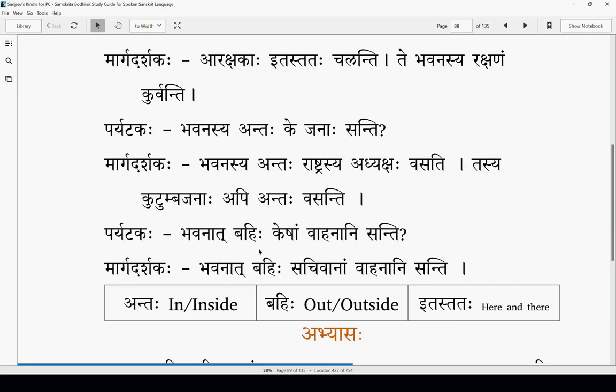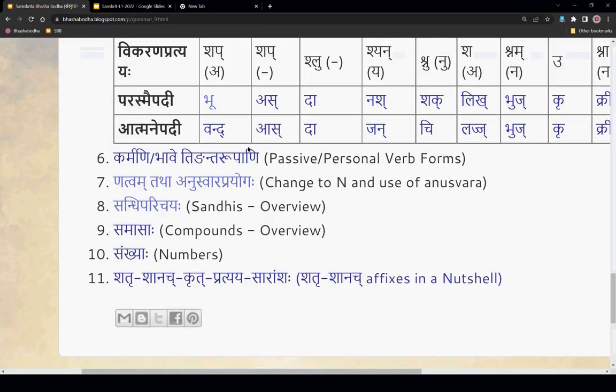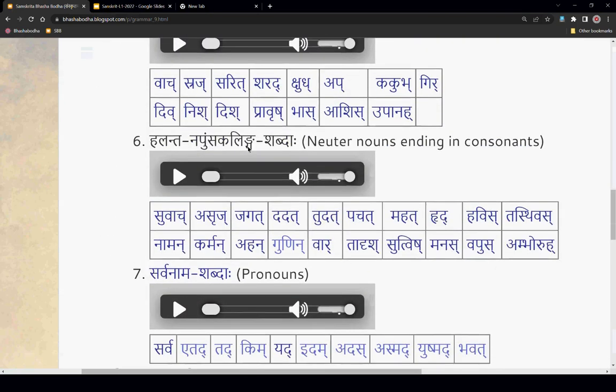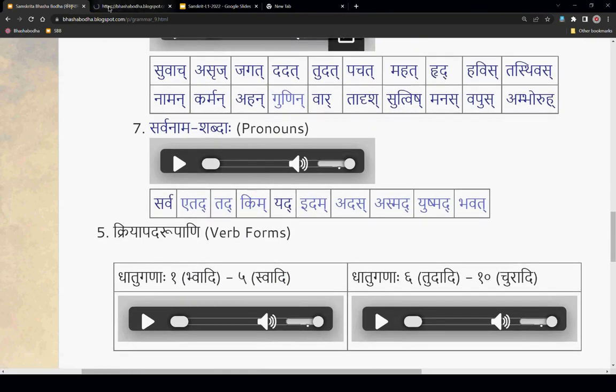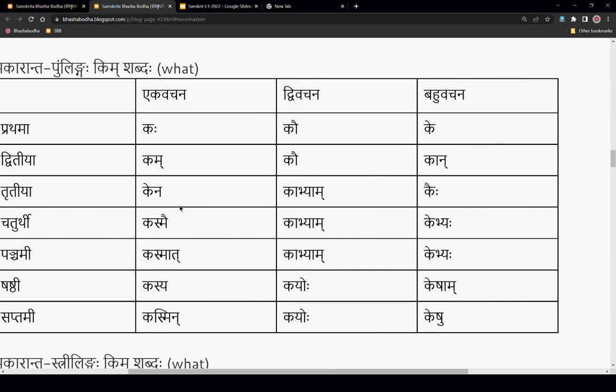Paryataka again asked, Bhavanat bahihi kesham vahanani santi. Kesham is the question word here. What does it mean? What type of? So, Kesham. Look at the Kim word here. So, Kaha, Kau, Ke, Kam, Kau, Kan.